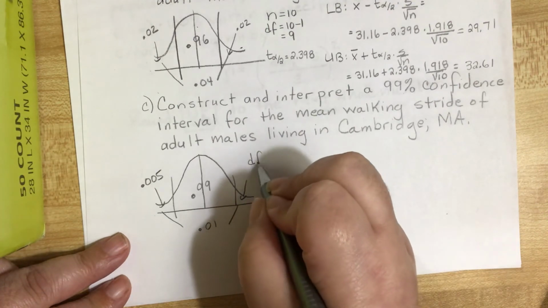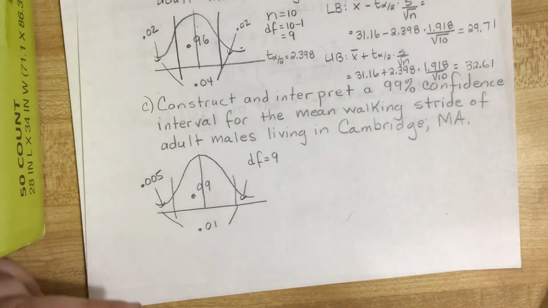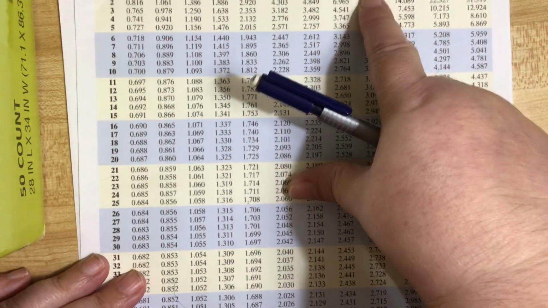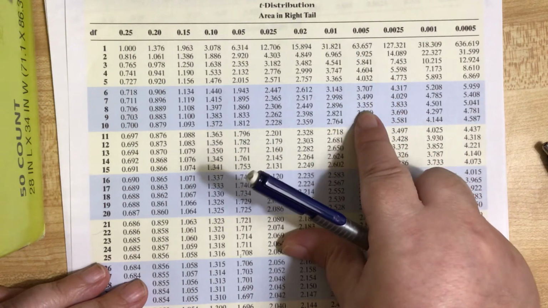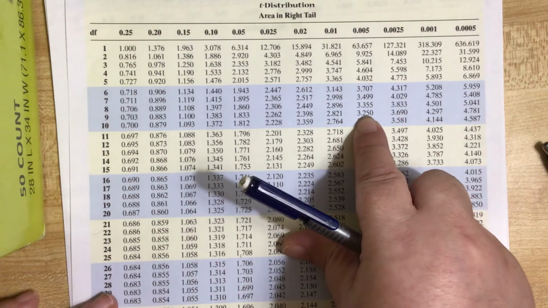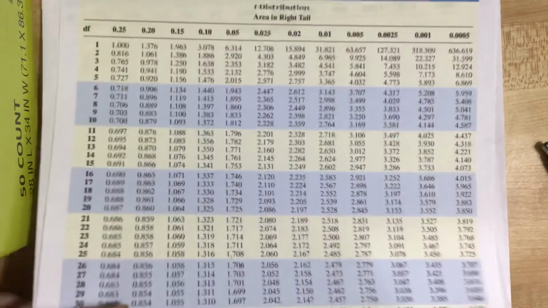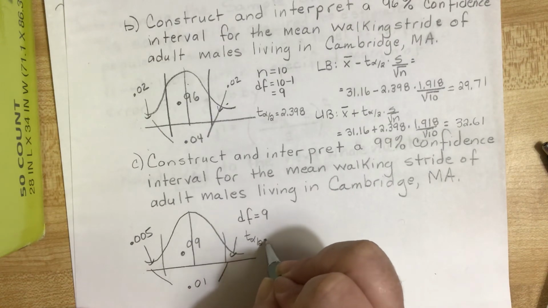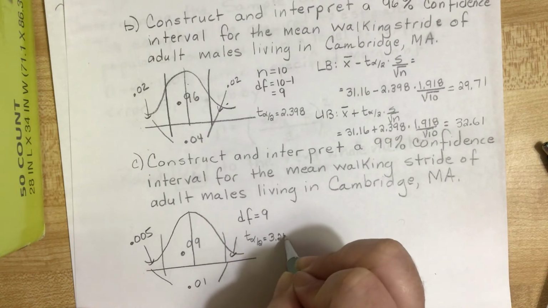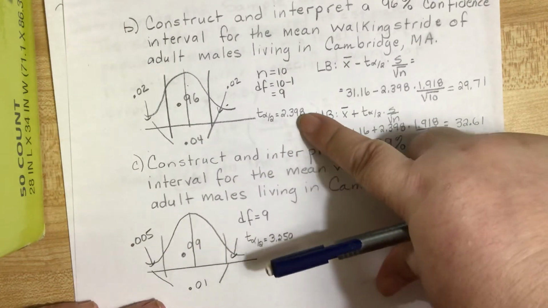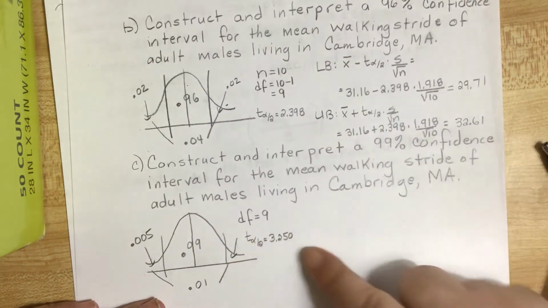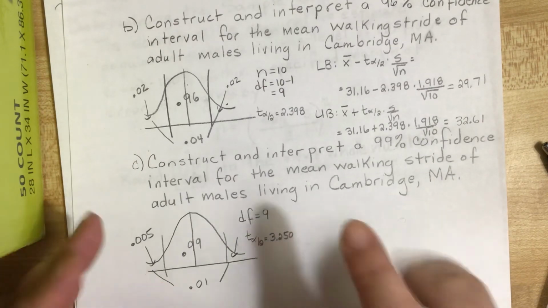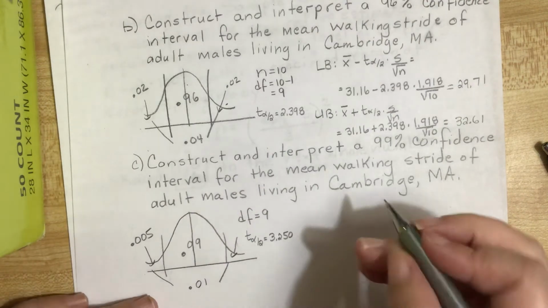Again, we're going to use degrees of freedom equals 9. So 0.005 with degrees of freedom 9 gives me a t alpha over 2 value of 3.250. I want you to notice, up here it was 2.398, and down here it is 3.250. So that's going to make that interval a little bit different.